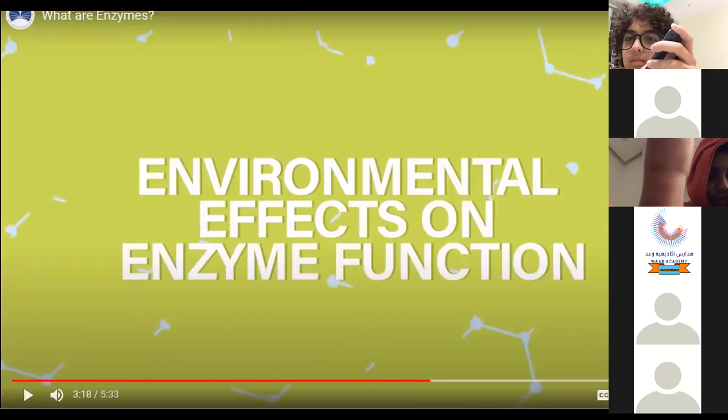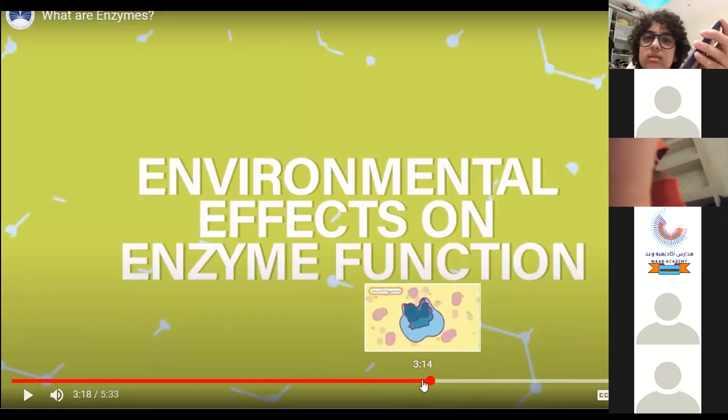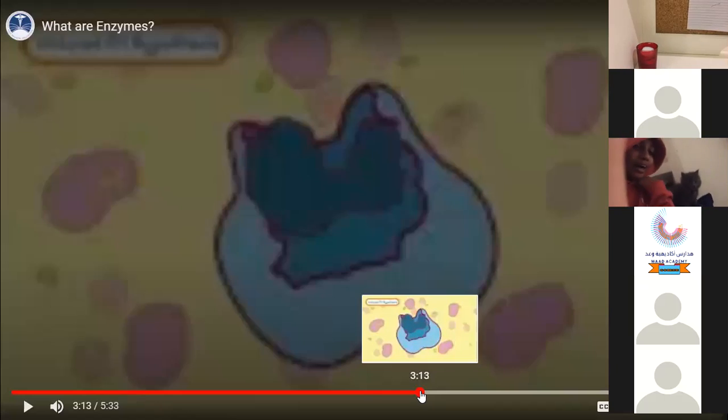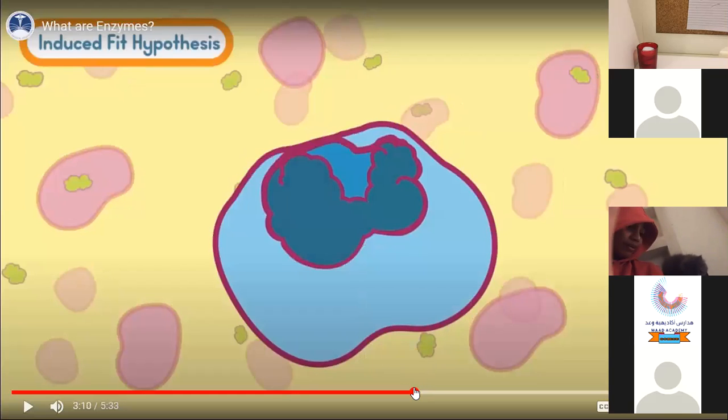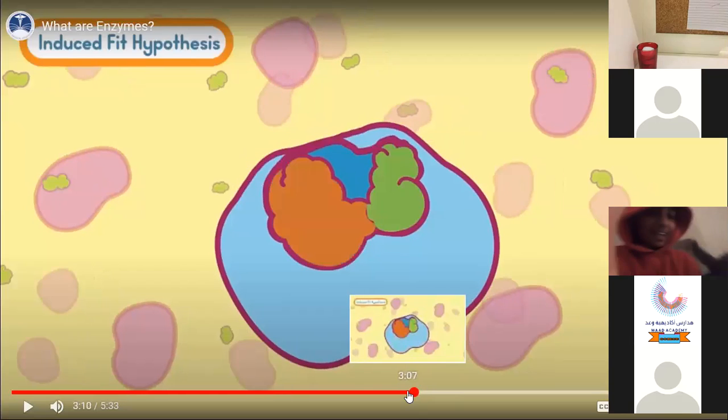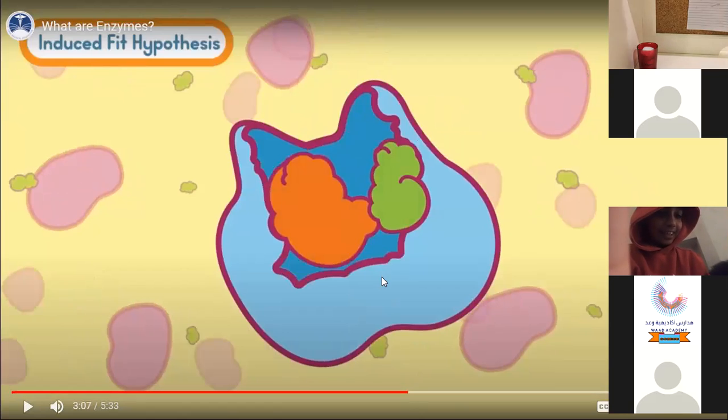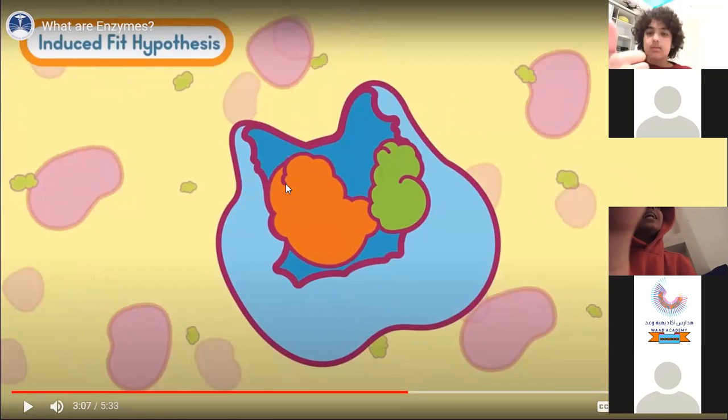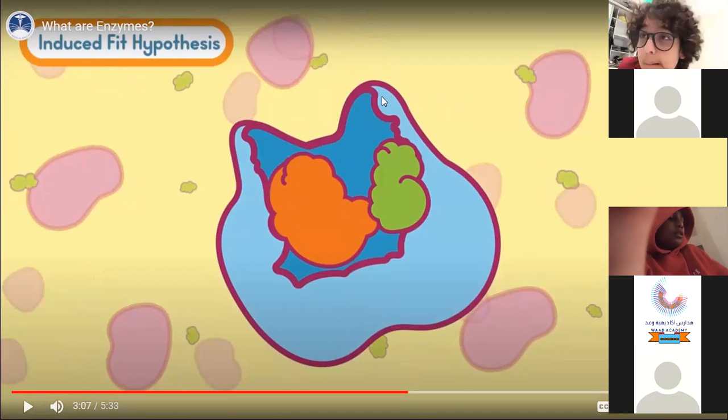So the induced fit is where it is not 100% having the shape needed for the substrate, but it can actually adjust itself a little bit so that it can accommodate. So you can see that this is not 100% the shape of the substrate. So it is a little bit flexible. We have 3 hands up.